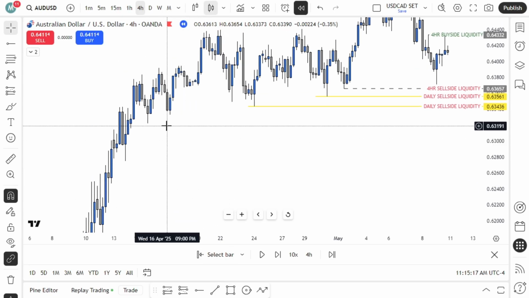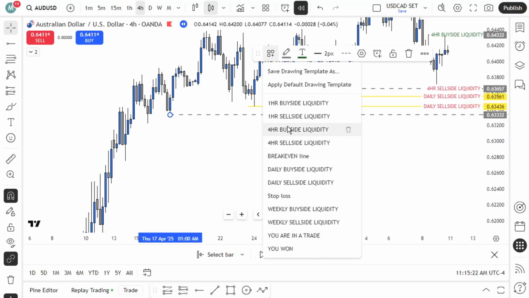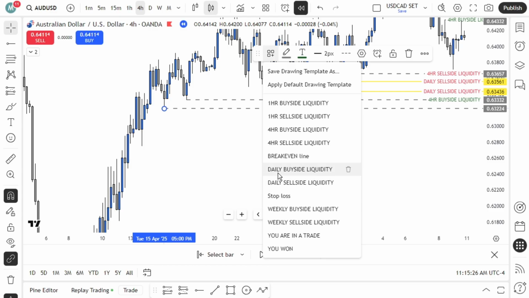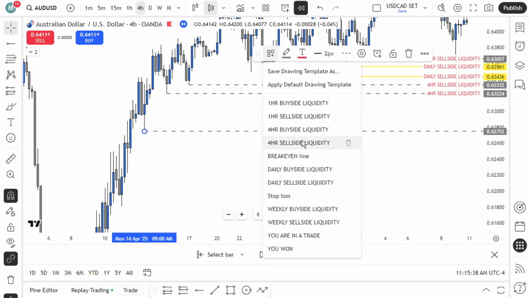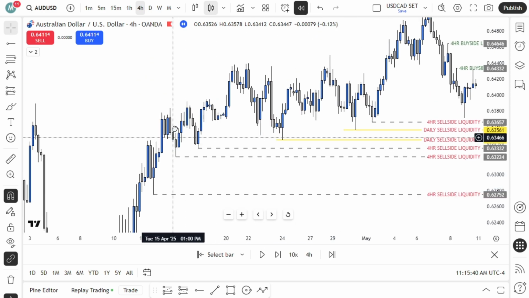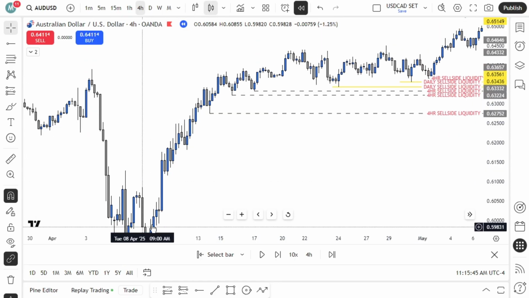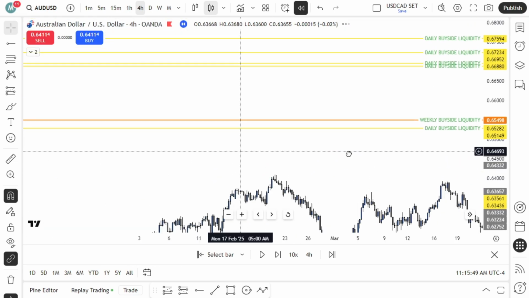We also have down here as well 4-hour buy side. Down here as well 4-hour buy side. No, 4-hour sell side. My mistake. We also have down here 4-hour sell side. We also have 4-hour sell side right here. And we have a lot more 4-hour sell side, but we're not going to mark them all out.